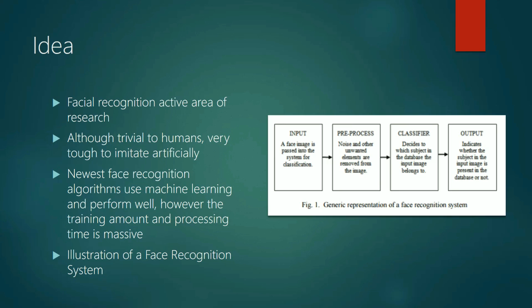Given here is an illustration of a face recognition system. As you can see, a face recognition system takes a face image as an input, which is used by the system for classification. Initially, pre-processing is done on this image, which involves removing noise and other unwanted elements from the image. The image is then passed on to the classifier, which decides to which subject in the database the input image belongs. Finally, the classifier makes use of the trained images to predict any image that is given to it, by indicating whether the subject in the input image is present in the database or not.